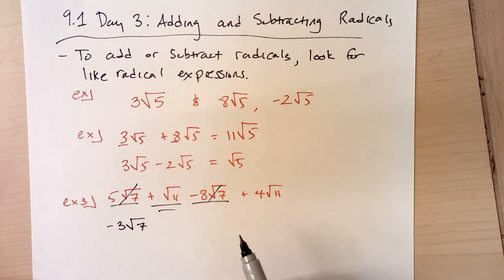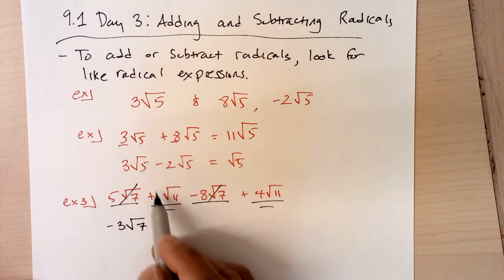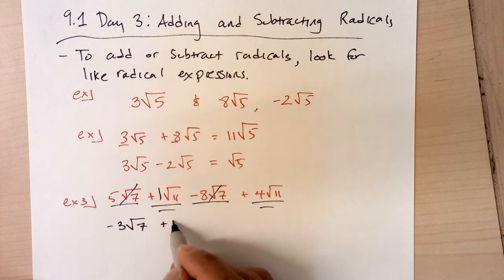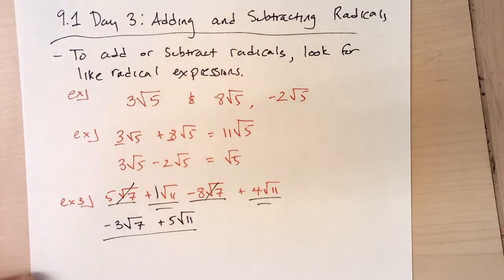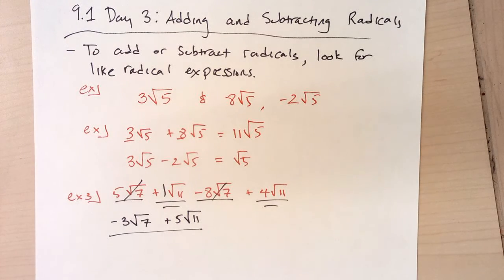Plus 4 square root of 11 is a like term with the square root of 11. There's no coefficient with the square root of 11, so you could always put a 1. This is the same as 1 square root of 11 plus 4 square root of 11, so plus 5 square root of 11. These both are unlike radical expressions, so that's all you can do. That's all you can write it as.